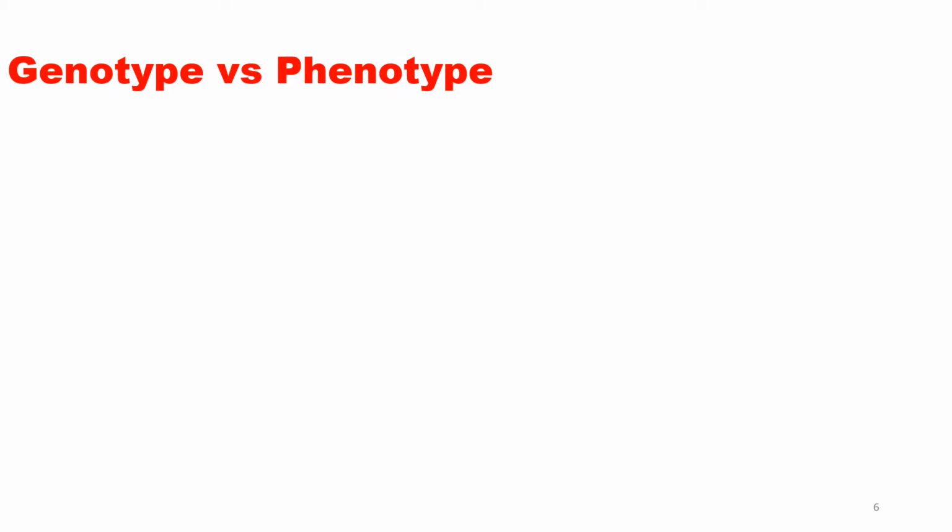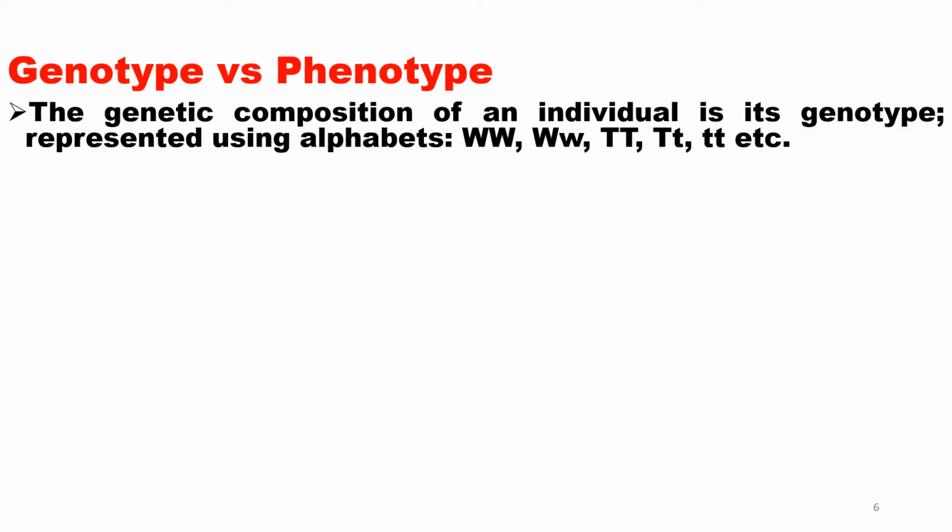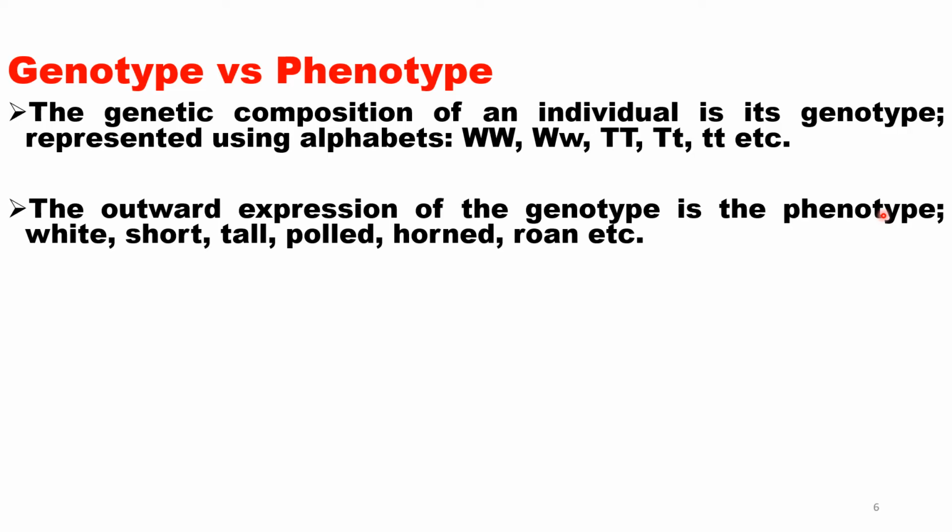The genotype versus the phenotype. Now, the genetic composition of an individual is said to be his genotype, and it's usually represented by alphabets as shown here. Meanwhile, the outward expression of the genotype is the phenotype. The phenotype could be color, in terms of height, short versus tall, a horned cattle versus one that is not horned, and also color coat of cattle.